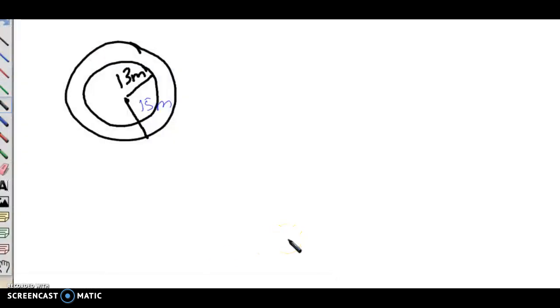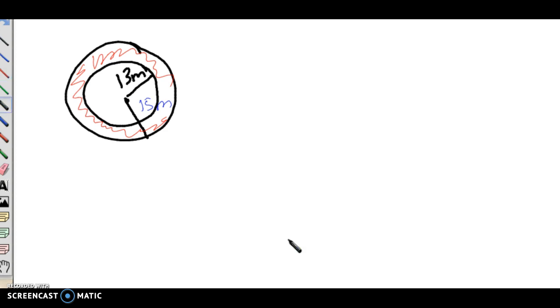So here's what we have. We want to find the area of the shaded region, and again, this was the region that was shaded. It's kind of like a donut, okay? So I'm going to refer to it as a donut. So let's talk about what's happening here.